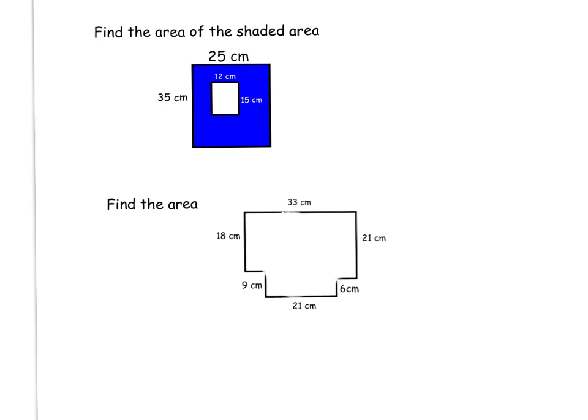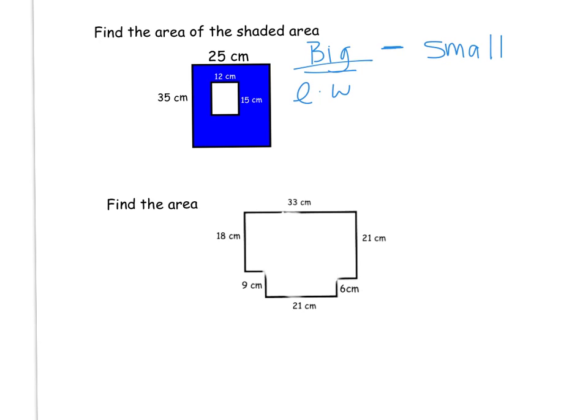Let's try another one like that, but this time there's no story involved. It just says to find the shaded area, so this part right here. So we have to find the big area and take out the small area. In all of these I like to keep it organized, so the big area is length times width, and I'm going to subtract from that the small.